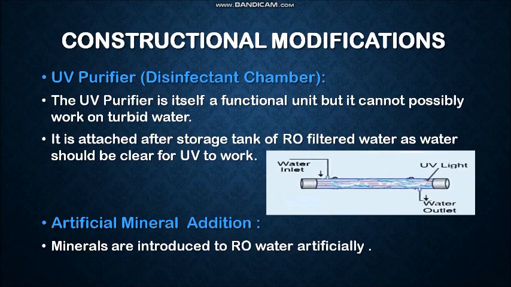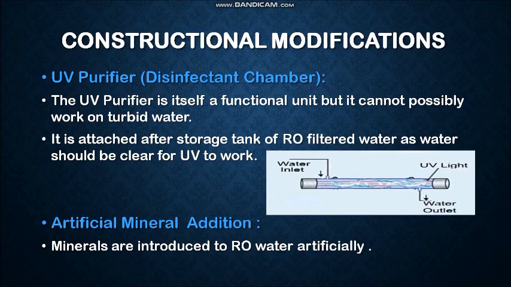UV treatment ensures the elimination of all the microorganisms, making the water clear from any microorganism. But the dead bodies will remain suspended inside the water, as a UV purifier cannot filter the water. It only eliminates the bacteria and microorganisms. It is attached after the storage tank of RO filtered water, as water should be clear for UV to work. The most important factor is that the UV filter does not require any addition of chemicals, so there is no toxic byproduct in our water.